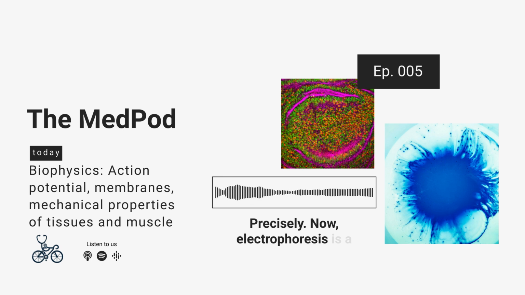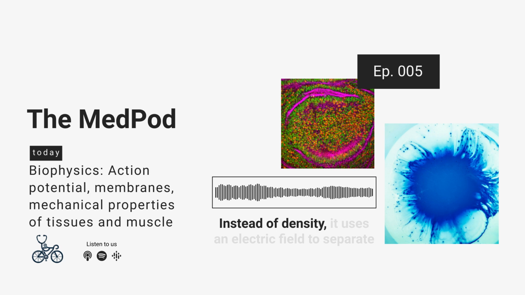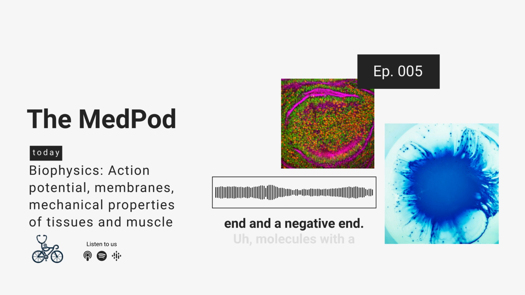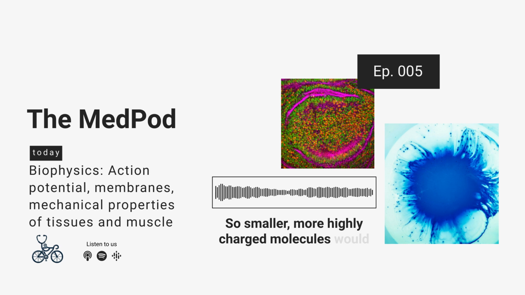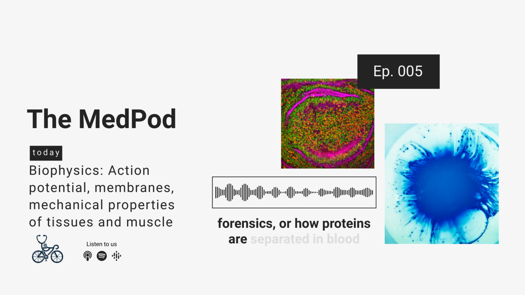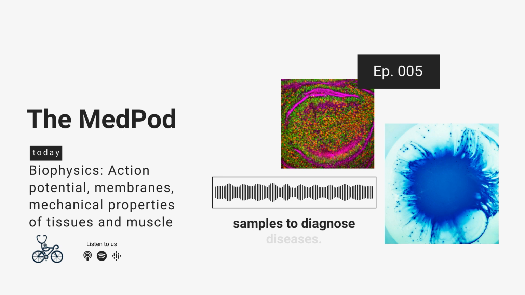Precisely. Now, electrophoresis is a different but equally important technique. Instead of density, it uses an electric field to separate molecules based on their size and charge. Imagine a microscopic racetrack with a positive end and a negative end. Molecules with a negative charge will race towards the positive end and vice versa. So smaller, more highly charged molecules would zip across the finish line first. Exactly. And this is how DNA is analyzed in forensics, or how proteins are separated in blood samples to diagnose diseases.